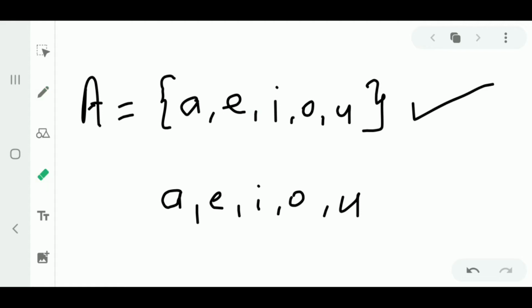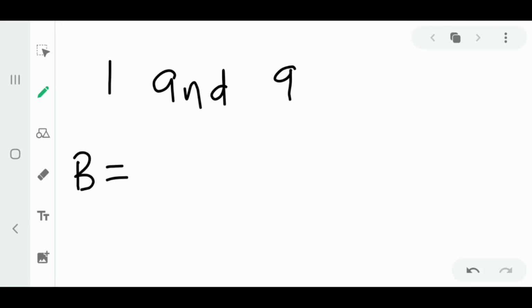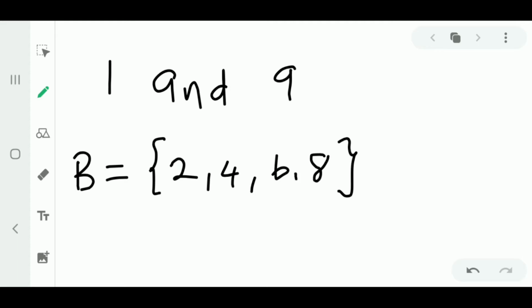So let's try the set of even numbers between 1 and 9. We know that even numbers are numbers that can be divided by 2 without leaving a remainder. Let's call this set B. So B is equal to, remember your curly brace, and the first even number is 2. Then we have 4, 6, and 8. And that's how you'd write it.